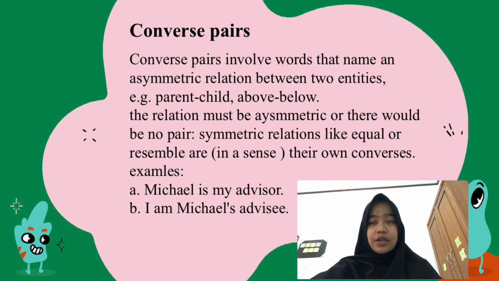Converse pairs involve words that name an asymmetric relation between two entities, for example, parent-child, above-below, and the relations must be asymmetric or there would be no pair. Symmetric relations like equal or similar are, in a sense, their own converses. And the example: first, Michael is my advisor. Second, I am Michael's advisee.